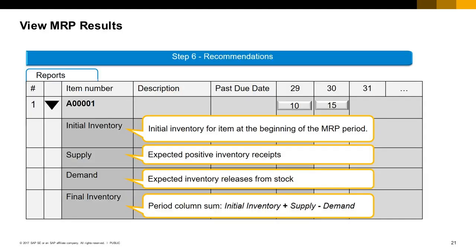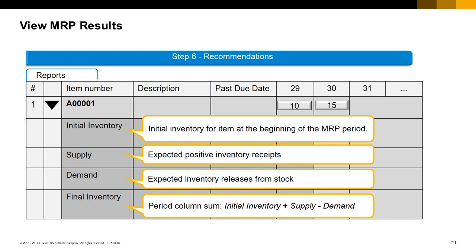The MRP results window appears after you run the MRP Wizard. The schedule for the MRP demands appears on the Report tab. You can open the results for each item to display information on the initial inventory, the supply, the demand, and the final inventory. You can click on any raised cell to see the pegging information with sources or recommendations that add up to the quantity that appears in the cell.